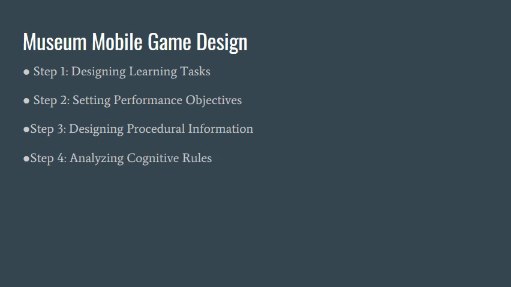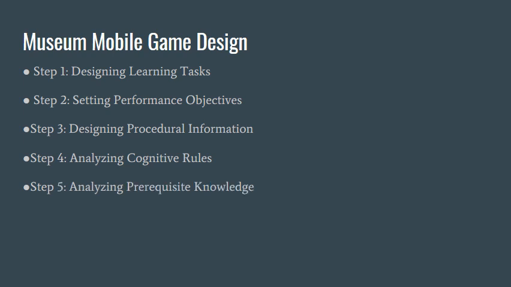Step 4, analyzing cognitive rules. This step involves identifying and analyzing cognitive rules that are necessary to complete the learning task. The results of the analysis of cognitive rules provide a basis for designing procedural information. This analysis is important because the difficulty of the game needs to be age appropriate for children of age group K through 12.